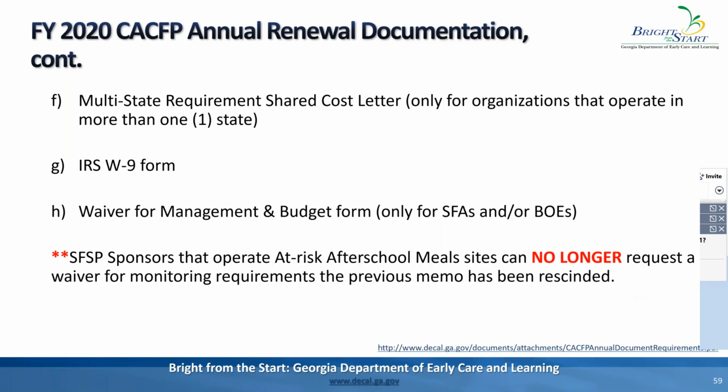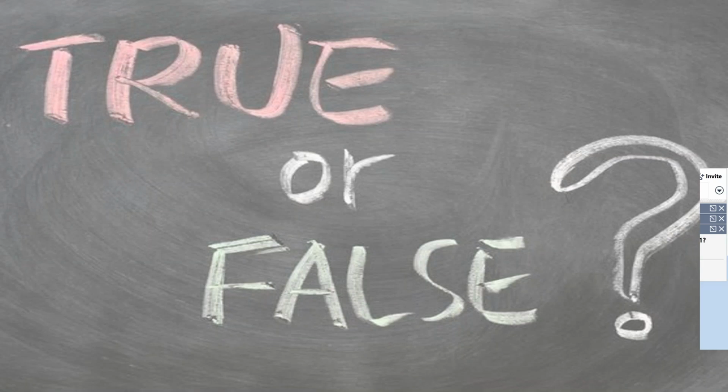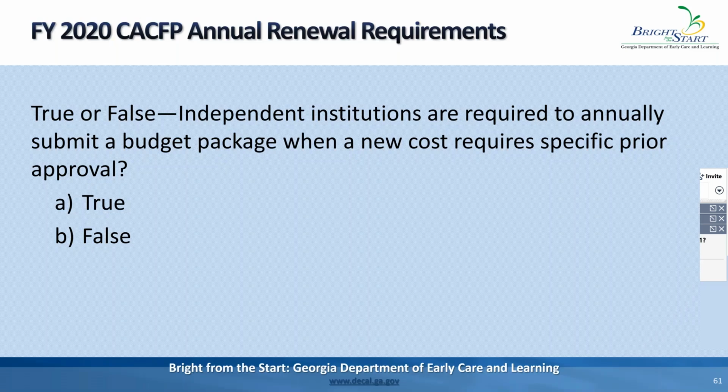Okay, true or false? Independent institutions are required to annually submit a budget packet with the new costs that require specific prior approval. Is this true or false? The correct answer is true.